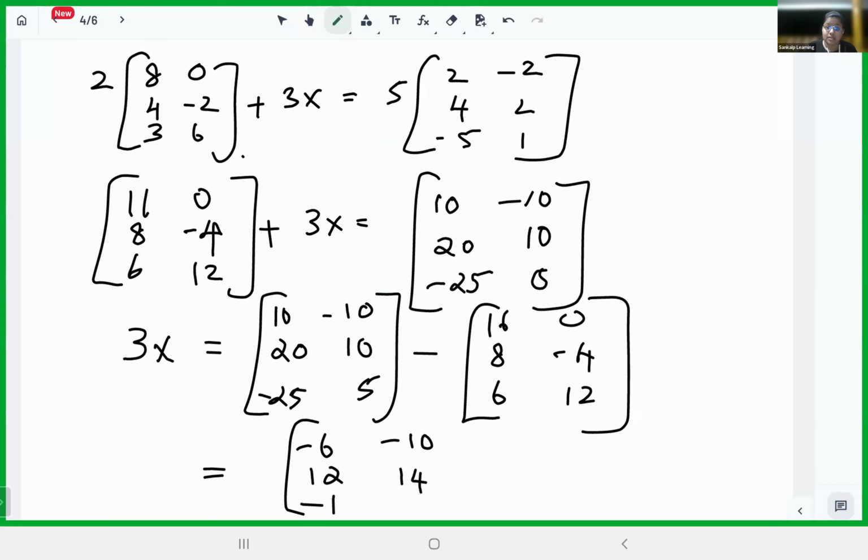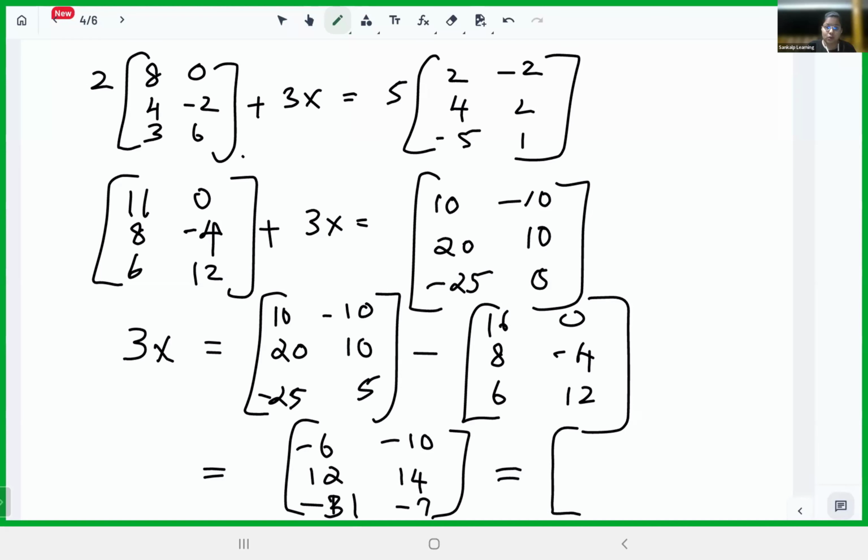Minus 25 minus 6 is, you have to add 25 with 6, so it will be 31. Minus 31. Then 5 minus 12 is minus 7.